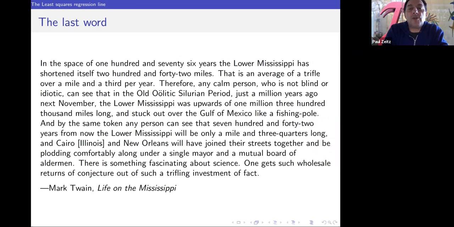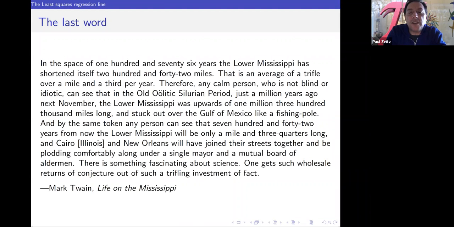Therefore, any calm person who is not blind or idiotic can see that in the old Oolitic Silurian period, just 1 million years ago next November, the lower Mississippi was upwards of 1,300,000 miles long and stuck out over the Gulf of Mexico like a fishing pole. And by the same token, any person can see that 742 years from now, the lower Mississippi will be only 1.75 miles long, and Cairo, Illinois, and New Orleans will have joined their streets together and be plodding comfortably along under a single mayor and a mutual board of aldermen.